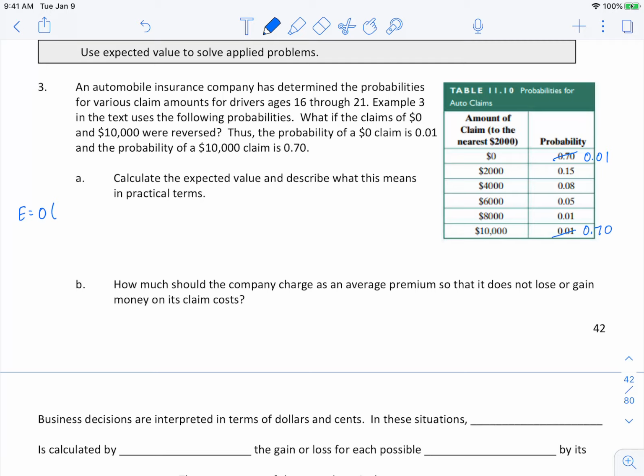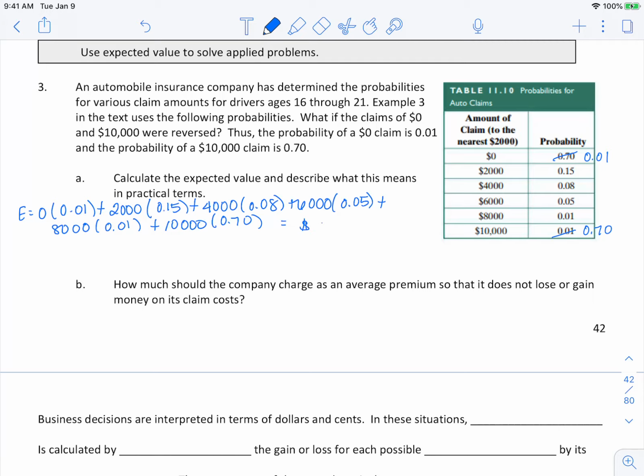So we have 0 times 0.01 plus 2,000 times 0.15 plus 4,000 times 0.08 plus 6,000 times 0.05 plus 8,000 times 0.01 plus 10,000 times 0.70. And if we calculate all of this, we get an expected value of $8,000.